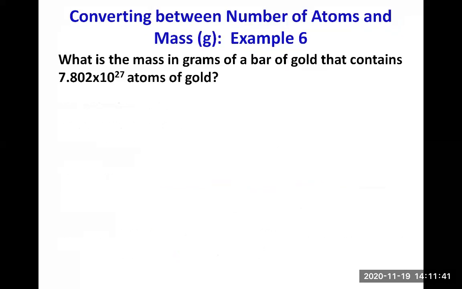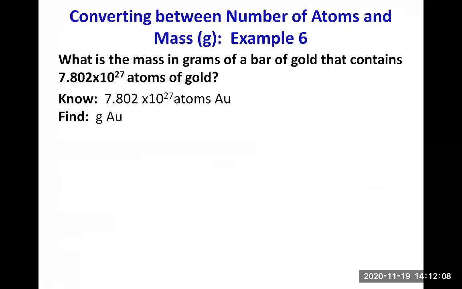Let's go through another example, and this time we'll change number of atoms to mass. The question is, what is the mass in grams of a bar of gold that contains 7.802 times 10 to the 27th atoms of gold? So we have this number of atoms of gold. We want to find the mass in grams of gold.